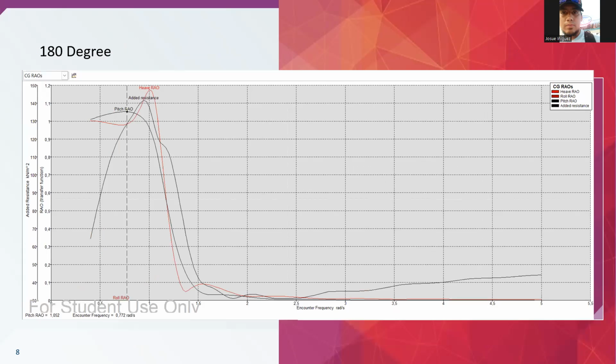In the next graph, I got the 180. Of course, it makes sense that you have a very high heave. And the roll in RAW, basically there's nothing. Yeah, so there is no resonance. When you receive the waves from the fore end, there is no resonance in RAW. Makes sense.